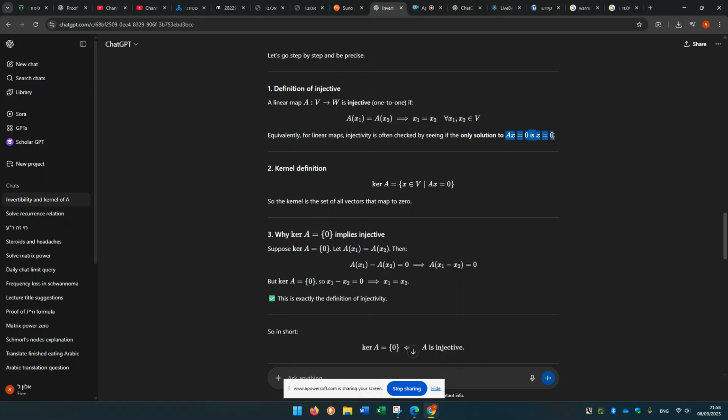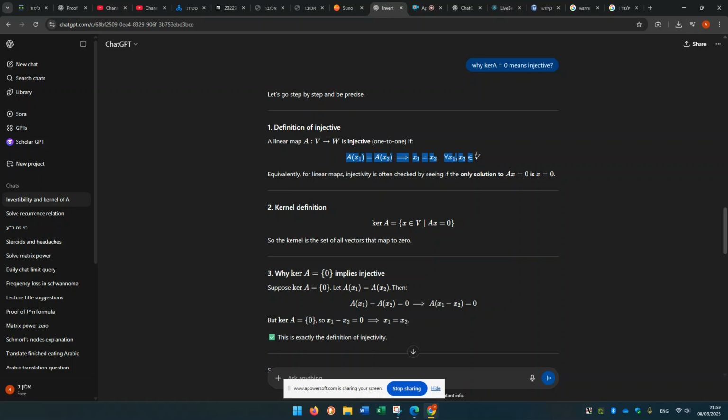But what we said is that the only vector that a linear map with kernel 0 takes to 0 is the 0 vector. So x1 minus x2 must be the 0 vector, because the linear map takes it to the 0 vector and the kernel is 0. So x1 minus x2 must be 0. It means that x1 equals x2. So what we've got is that for any two vectors x1 and x2 in the space, if their images are equal, it means that they are the same. And this is exactly the definition of injective, of one-to-one.